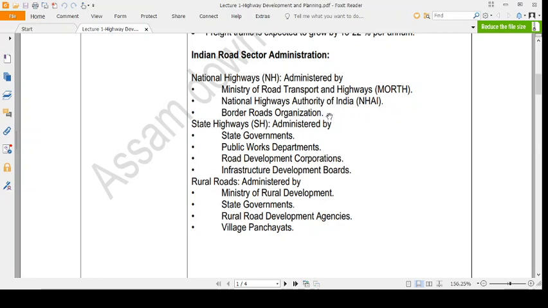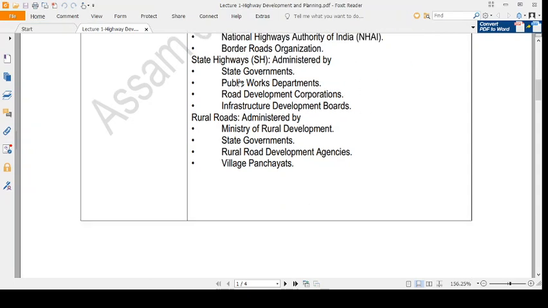State highways are administered by state governments, public works departments, that is PWD, road development corporations, and infrastructure development boards. Based on state to state and area to area, these administration bodies also change. Rural roads are administered by the Ministry of Rural Development, state governments, rural road development agencies, and village panchayats.